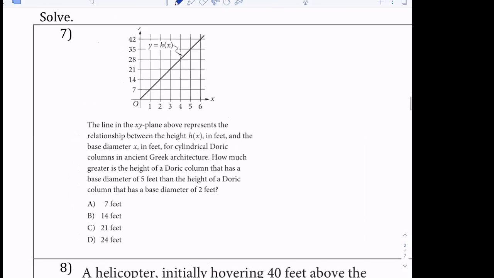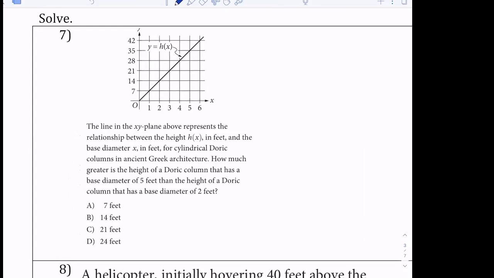All right. Now, here we go. We're on the SAT problems. And again, these are directly off of SATs. The line in the XY plane above represents the relationship between the height in feet and the base diameter for cylindrical columns in ancient Greek architecture. How much greater is the height at 5 than the height at 2? Give yourself 30 seconds and try to figure it out. Read it carefully.